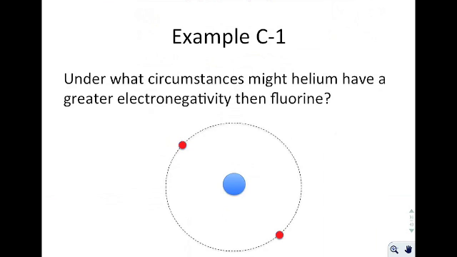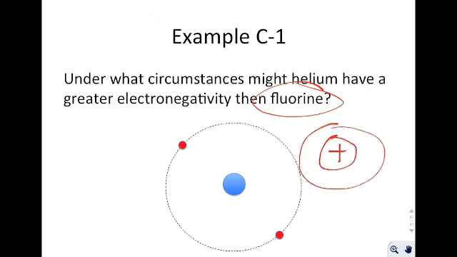Here's an example. It says, this is a tough one. It says, under what circumstances might helium have a greater electronegativity than fluorine? And you look at fluorine as the most electronegative of all the elements. And the reason is because it has a positive charge, and it has only 2 levels, and it has 1, 2, 3, 4, 5, 6, 7, and let's add the s orbital there, 8, 9. It's got 9 electrons. So it has an effective nuclear charge of 9 minus 2, which is 7.